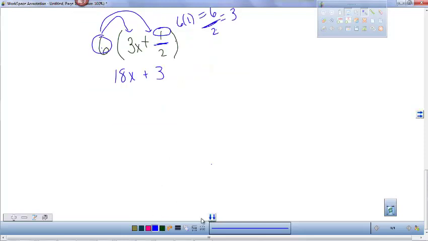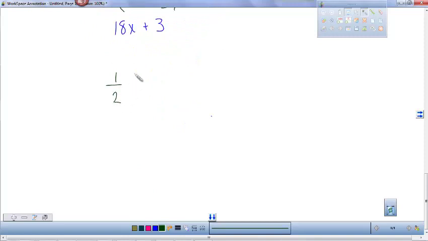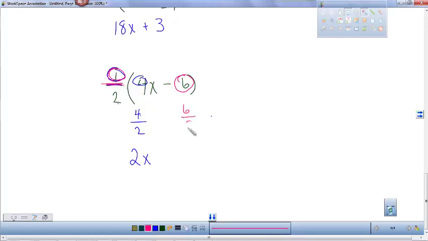Okay, let's try another one with a fraction. 1/2 of (4x - 6). So this one we're going to take 1 times 4, which is 4, divided by 2. 4 divided by 2 is 2x. And then we're going to do the next one. We're going to take 1 times 6, which is 6. And then I have to divide by 2. 6 divided by 2 is 3. And then we have a positive and a negative. So that's one negative, so it's going to be minus.